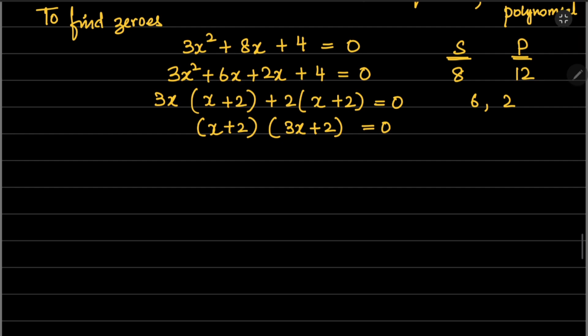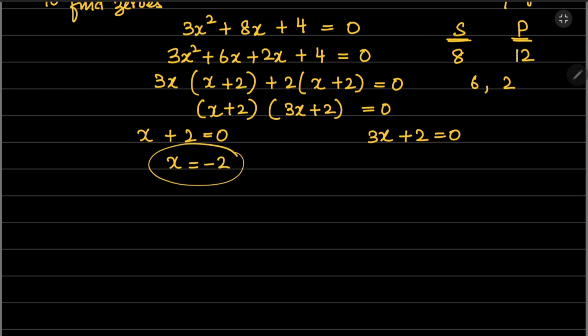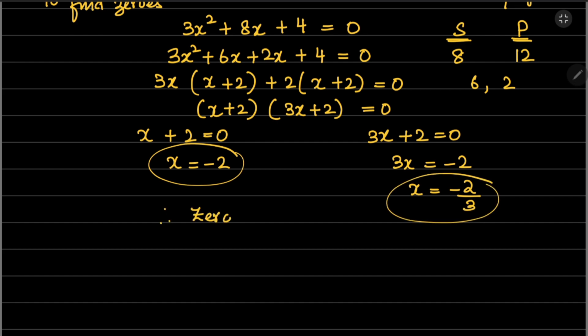So you have to equate each of these factors to 0 in order to find x. So x plus 2 equal to 0, or 3x plus 2 equal to 0. So x is equal to minus 2 is one of the zeros of the polynomial, and 3x equal to minus 2, x is equal to minus 2 by 3. Therefore, the zeros are minus 2, comma, minus 2 by 3. This is your final answer.